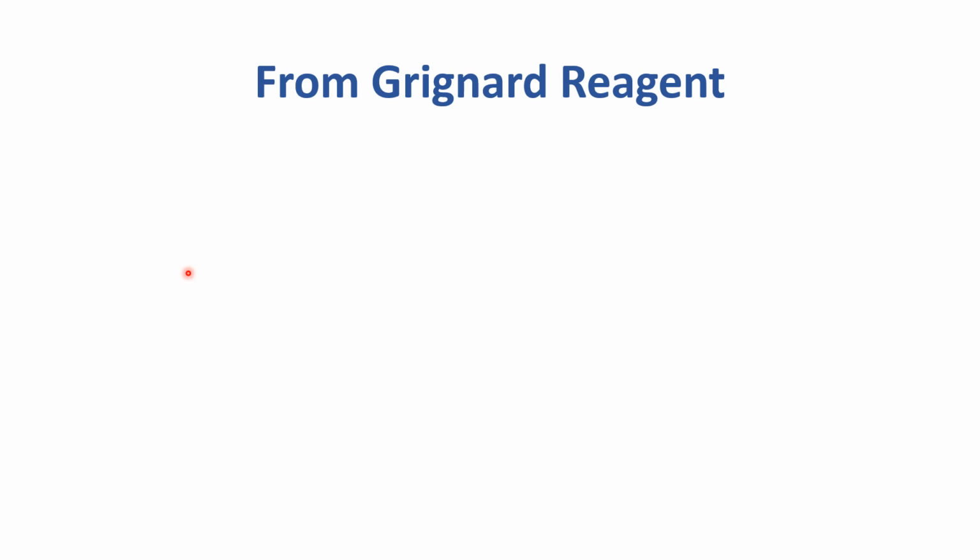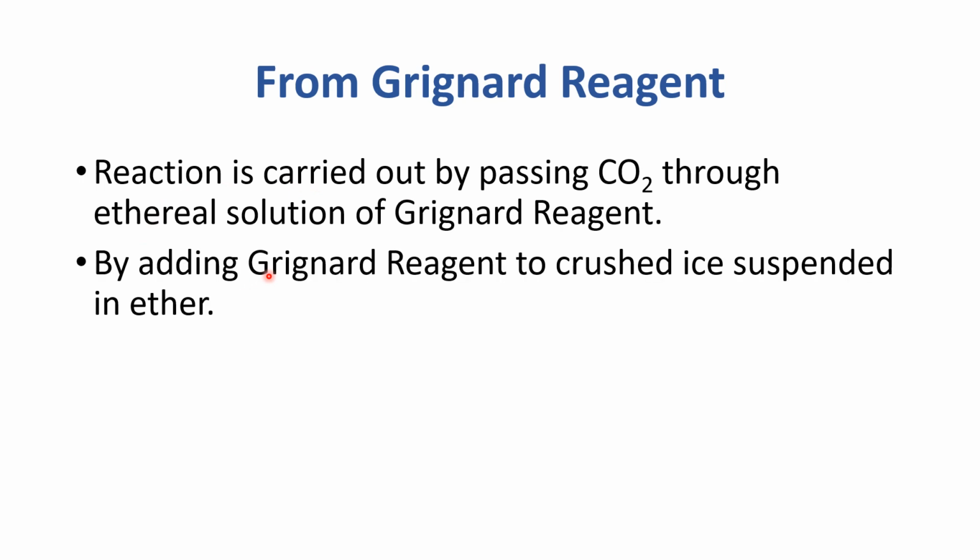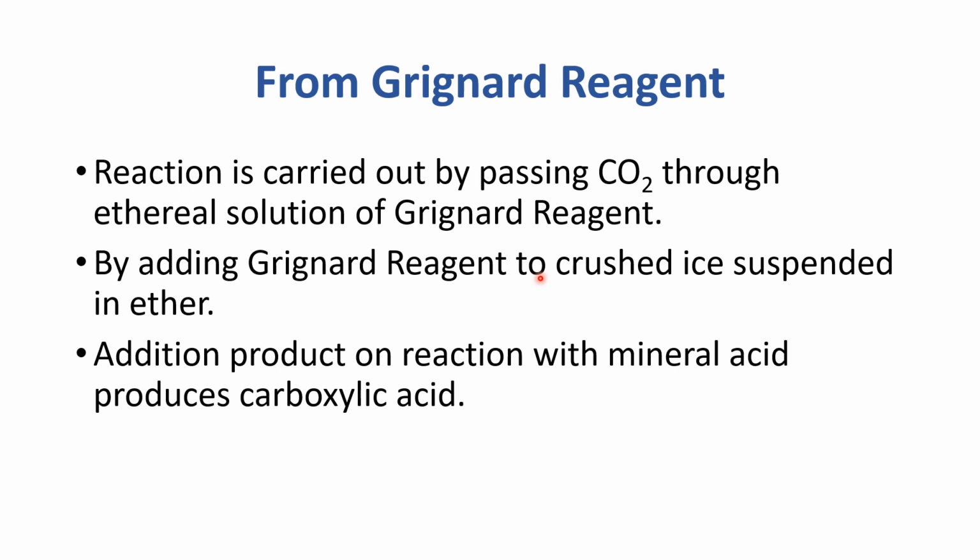The next method is from Grignard reagent. The reaction is carried out by passing carbon dioxide through an ethereal solution, or by adding Grignard reagent to crushed ice suspended in ether. An addition product forms, which you can react with a mineral acid to produce a carboxylic acid.